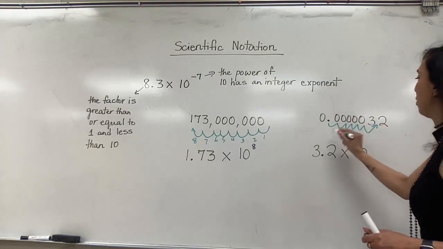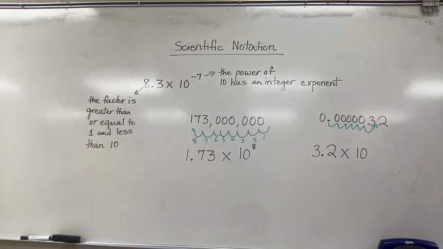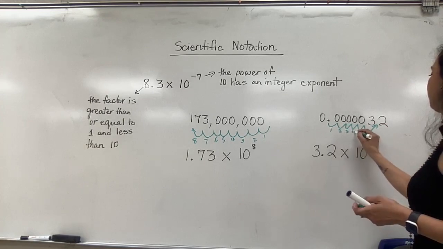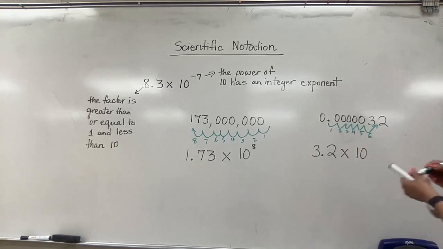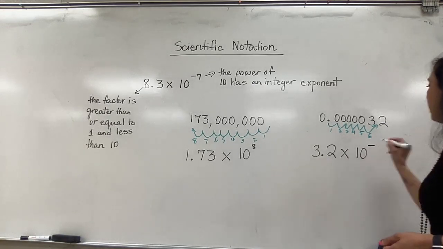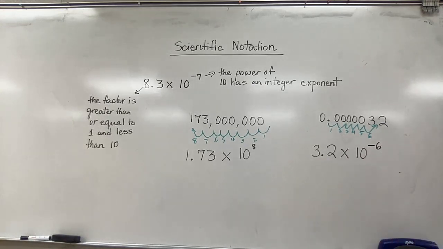1, 2, 3, 4, 5, 6. So we have moved 6 place values to the right. And since we moved to the right, this is a negative 6. So 3.2 times 10 to the power of negative 6 is the number in scientific notation.